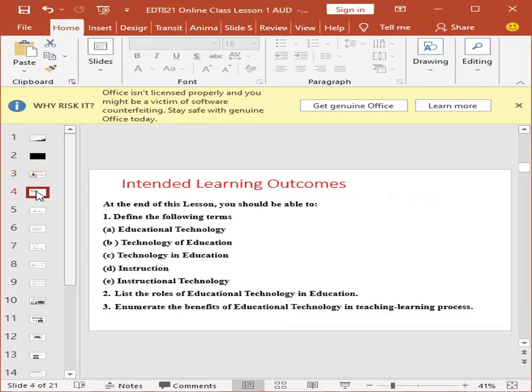At the end of this lesson, you should be able to define the following terms: educational technology, technology of education, technology in education, instruction, instructional technology. You should be able to list the roles of educational technology in education and enumerate the benefits of educational technology in teaching learning process.